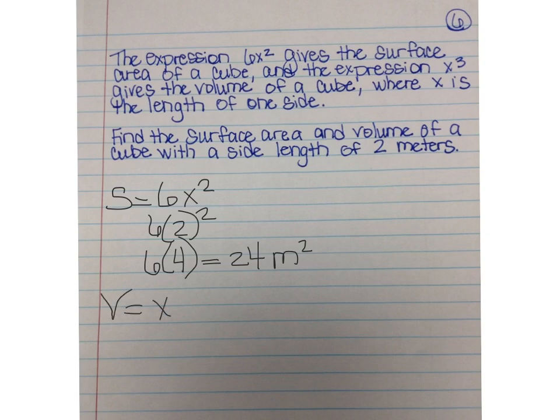Volume equals x cubed, length times width times height. Okay, but in a cube, they're all the same size, so it's just cubed. So when we plug in the side, 2 cubed, we get 2 times 2 times 2, which is 8, and then that's meters cubed because we're multiplying it 3 times. So you have to have that cubed in there.